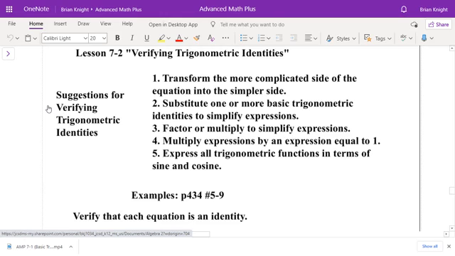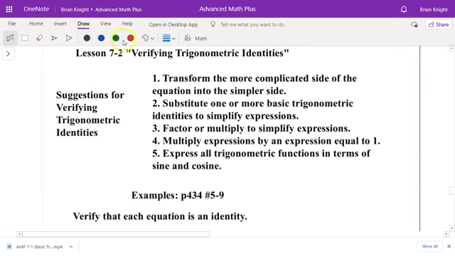So these again, key word here: suggestions. Does that mean there's one specific way you have to do it? No. These are just suggestions of things you can do. Number one says transform the more complicated side of the equation into the simpler side. So first off, we're dealing with equations. That means there will be an equal sign, a left side and a right side. So they're saying whichever side is more complicated, maybe you might want to work on that side.